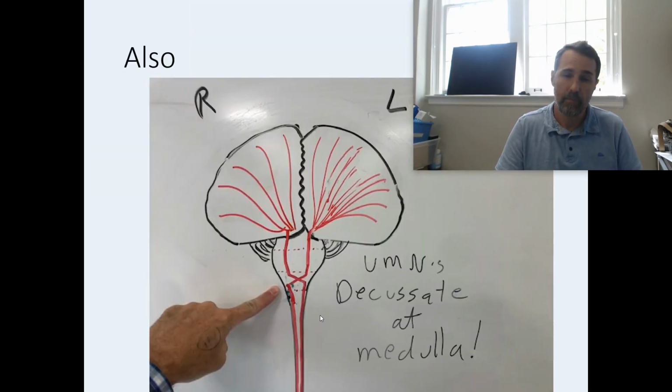Also remember from motor speech that the upper motor neurons decussate at the medulla. That means the right upper motor neurons cross from the right side of the central nervous system over to the left, and the left cross from the left side of the central nervous system over to the right.